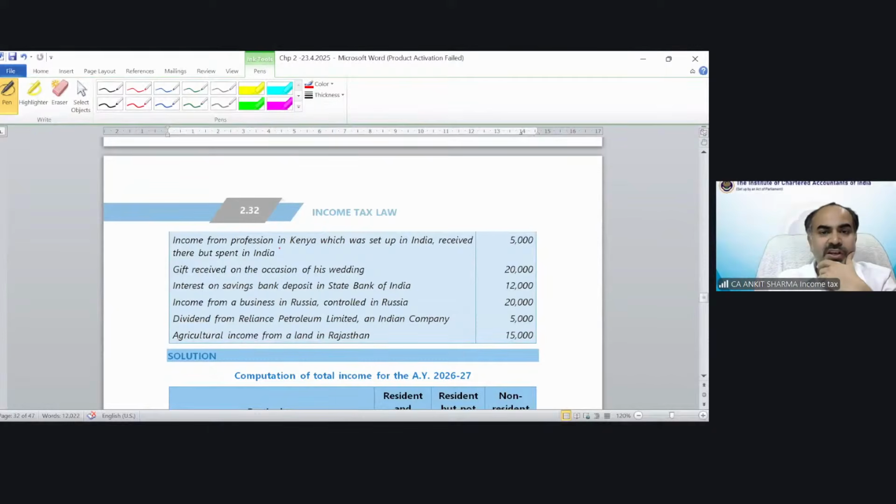Income from profession in Kenya, which was set up in India, received there, but spent in India. What is going to be the treatment of this?